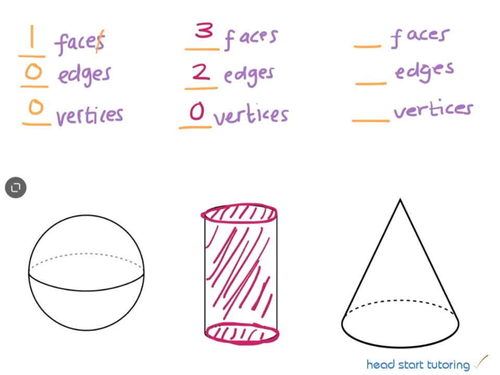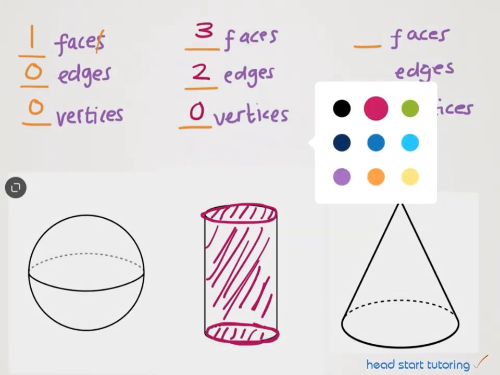So our edge joins 2 faces together. Even though we don't have any vertices, our edge still joins those 2 faces together. So that is why we have 2 edges in our cylinder.